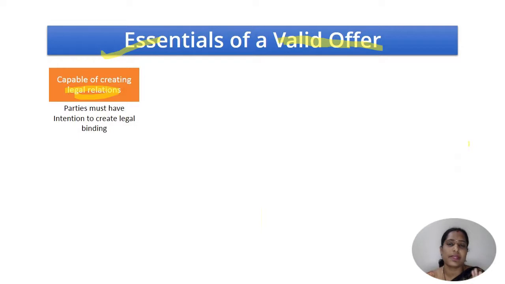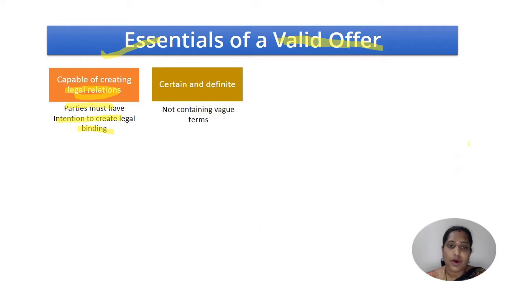Obviously, it is the basic element of any contract, we can say. When we say contract, before that an offer takes place. So even the same thing comes over here. That is, the parties must have the intention to create legal binding. So the relationship between the parties, between the offerer and the offeree, always has to be legal in nature. They should be ready to make a legal relationship. Okay, that is common.